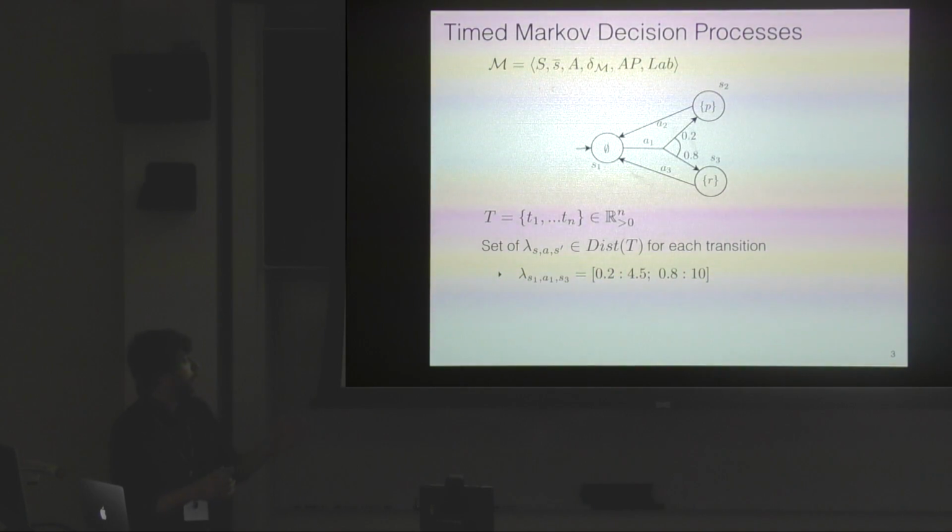So we are modeling this as an MDP, which is slightly augmented to add a set of discrete distributions over the possible duration of our actions. In this case, you can see that if you execute action A1 in state S1 and move on to state S3, you have a probability 0.2 of taking 4.5 seconds and a probability 0.8 of taking 10 seconds. This can be learned from data. You can run some clustering algorithms to try and figure out more or less how to define these discrete distributions.